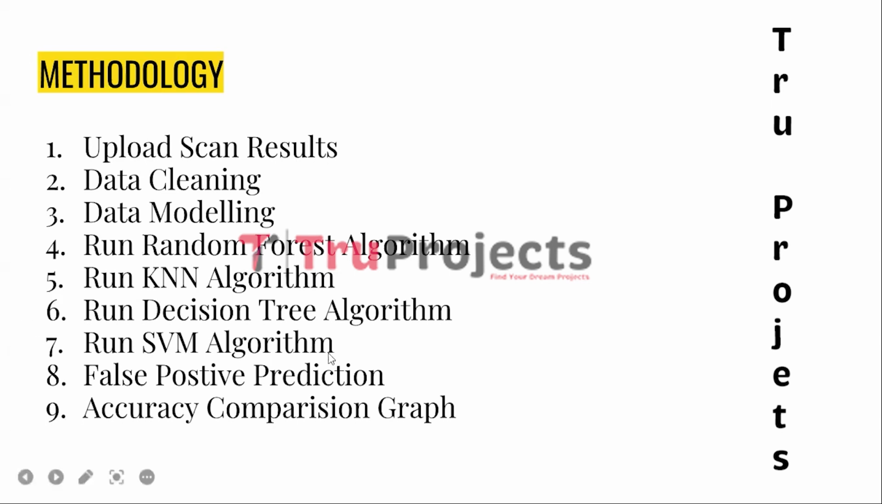And the sixth module is Run Decision Tree Algorithm. This module focuses on training and executing the decision tree algorithm. The decision tree algorithm is a supervised machine learning classifier that creates a tree-like model of decisions based on the features in the training data. It is utilized to predict the classification of web pages as false positive or real vulnerabilities.